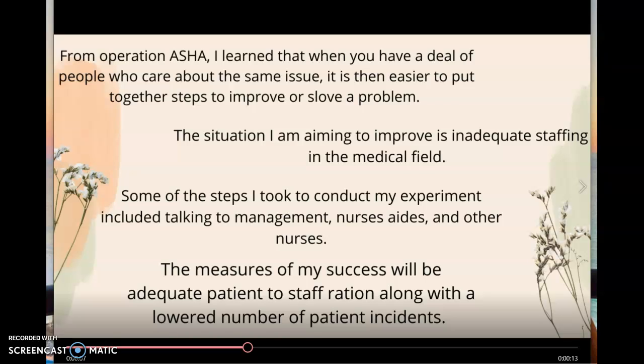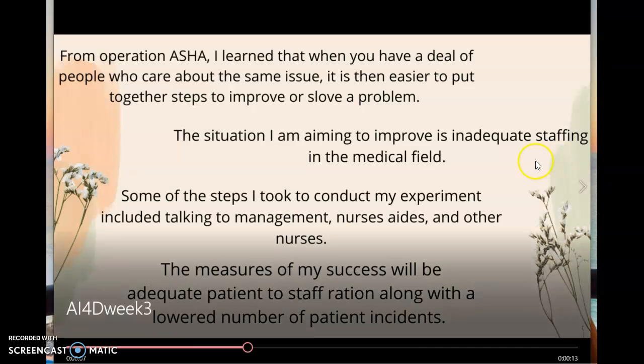Some of the steps that I took to conduct my little experiment included talking to management, nurse aides, and other nurses. The measures of my success will be adequate patient to staff ratio, along with a lowered number of patient incidents. So things like falls, pressure ulcers, things like that.